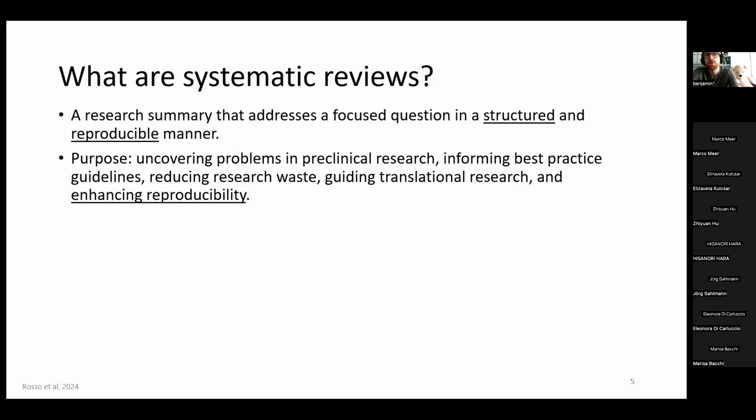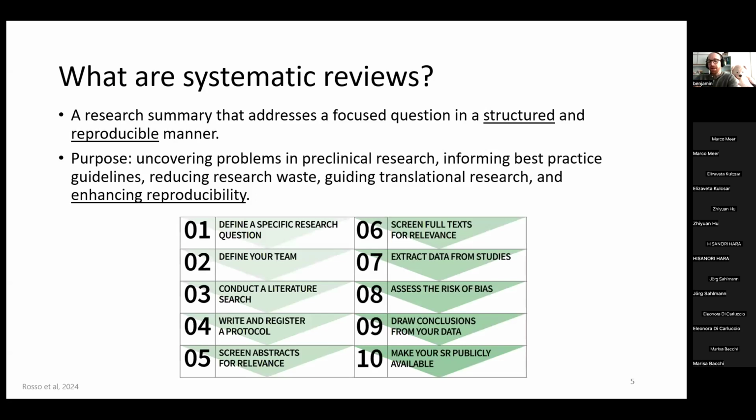It has been shown that systematic reviews have been very important to uncover certain problems in preclinical research, like, for example, poor reporting or unrealistic experimental standards. With this, they have informed practice guidelines for animal research. They can reduce research waste, for example, if you are able to show that certain experimental models don't translate well to a human population, which you should reconsider in such a case. They can guide translational research. And finally, and I think very importantly for this crowd and this seminar today, they can enhance reproducibility directly and indirectly.